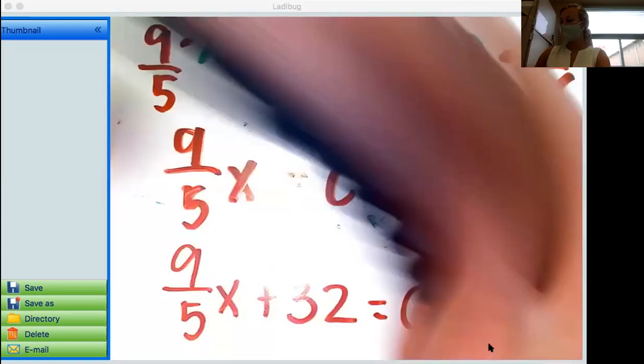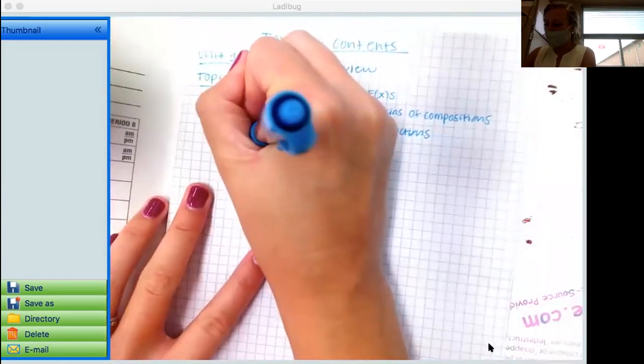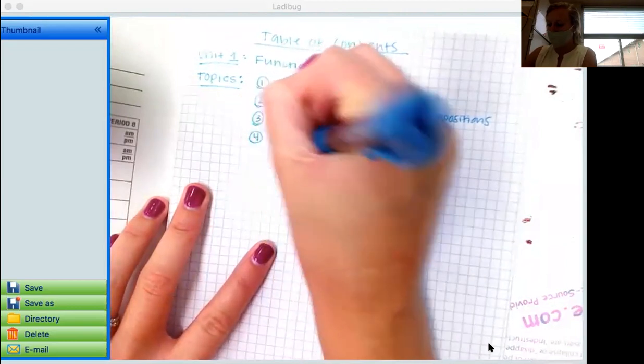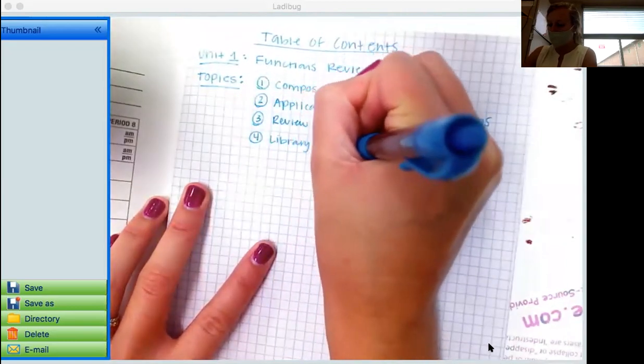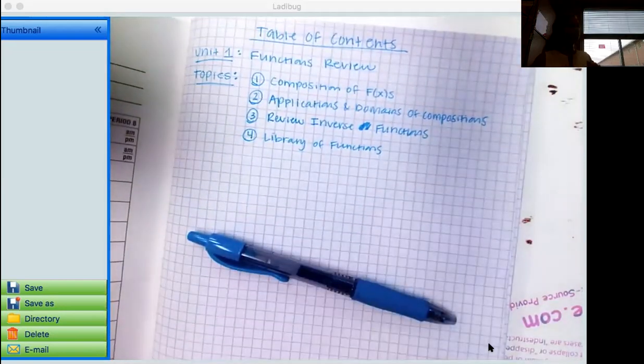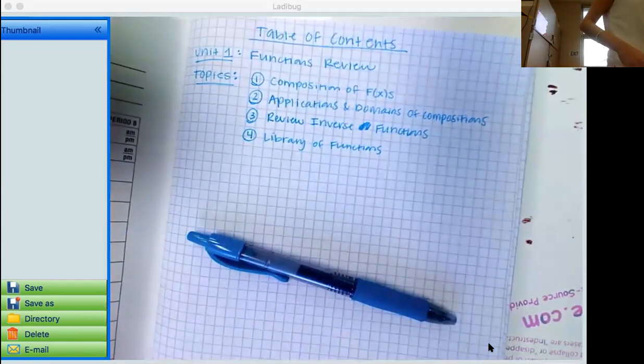So for you guys, go ahead and get out your notebooks. And where is mine? It's up here. Topic 4 is the library of functions. And we only have 2 more topics, and then you are done for this unit.